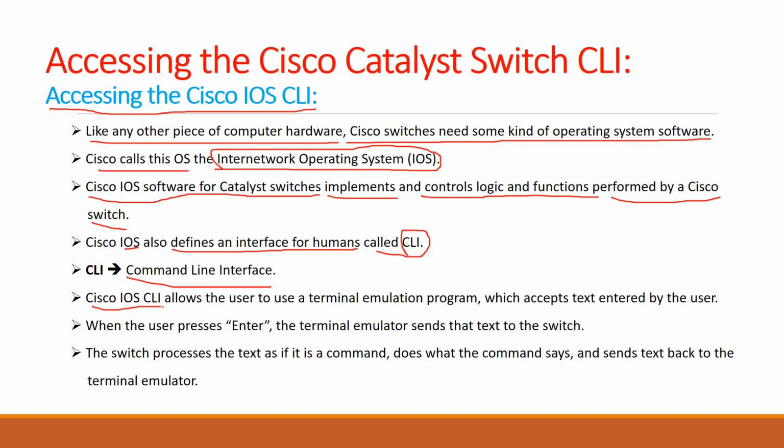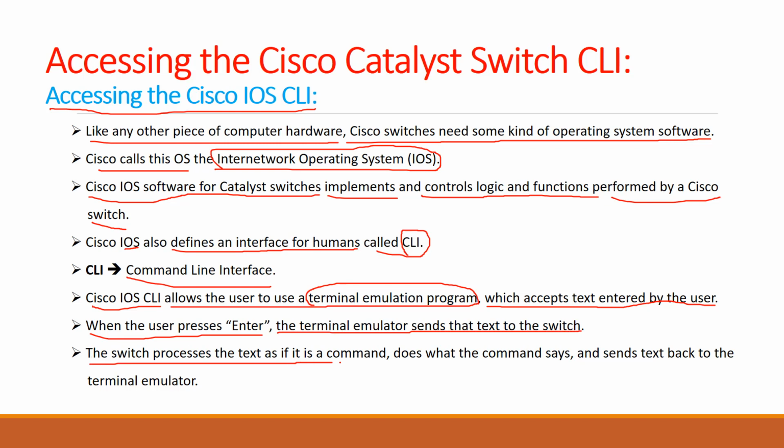Cisco IOS CLI allows the user or the network engineer to use a terminal emulation program, like PuTTY, for example, or TeraTerm, which accepts text entered by the user or the network engineer. When the user presses enter, the terminal emulator sends that text to the switch. The switch then processes the text as if it is a command, does what the command says, and sends text back to the terminal emulator, so you can see the result of this command.